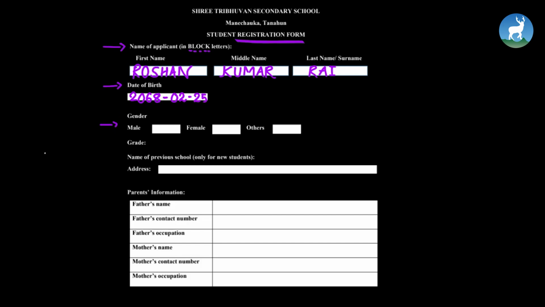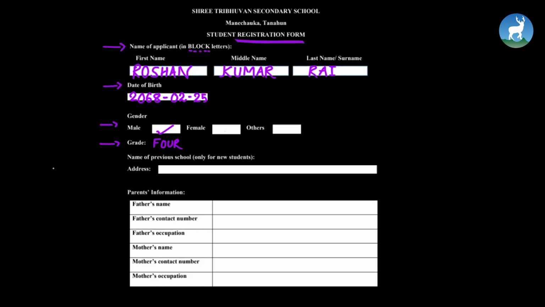Since Roshan is a male, we are going to give a tick mark here. If it was for female, we would have given a tick mark here. If it was for other genders, we could have given a tick mark in the other block. Now grade, the grade he is applying for. Suppose he is applying for grade 4. Let's write 4 here.